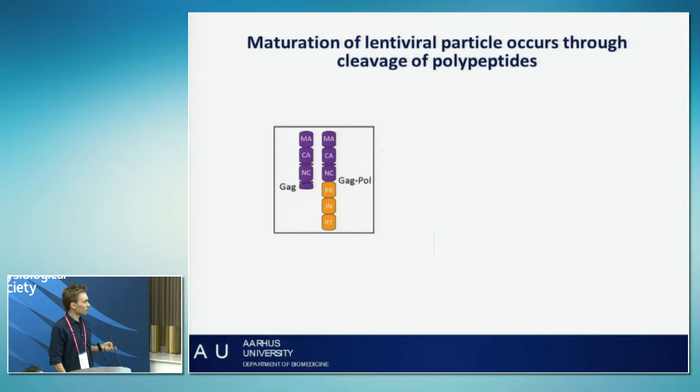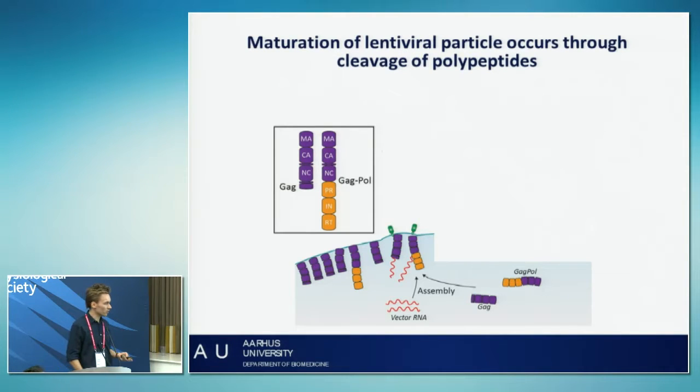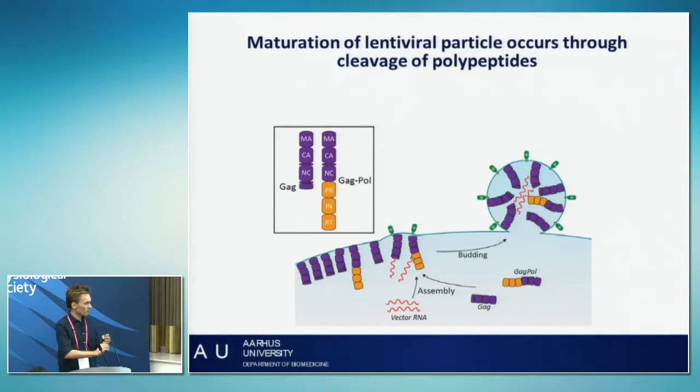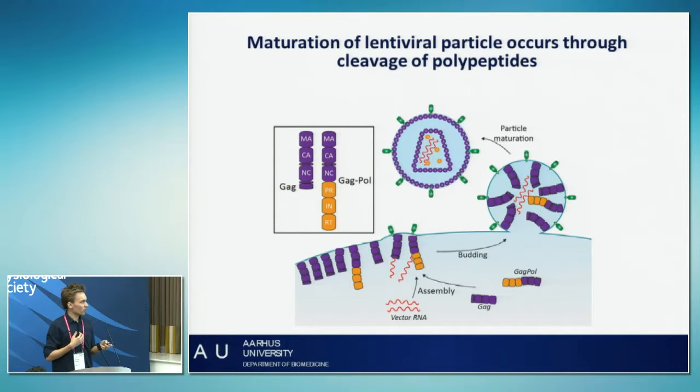When they are expressed inside the virus-producing cells, they will assemble at the cell membrane together with our vector RNA. The virus will then bud off, after which the viral protease here will start cleaving the polypeptides, and we thereby have maturation of our virus.